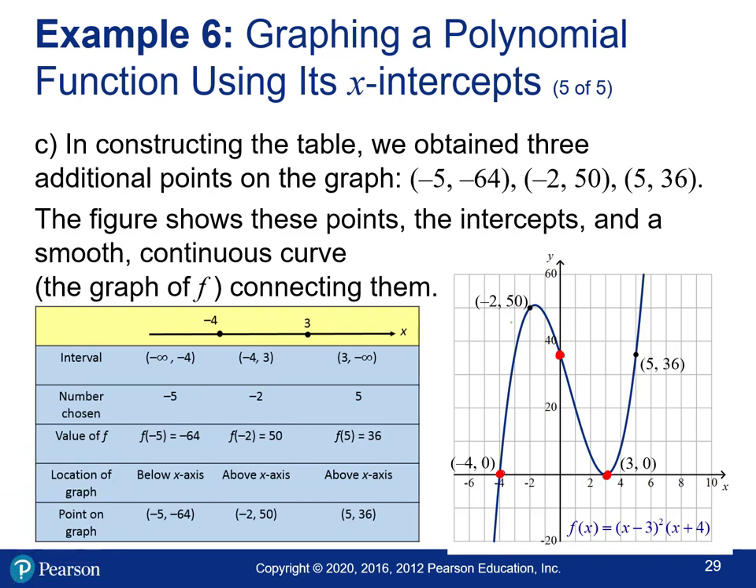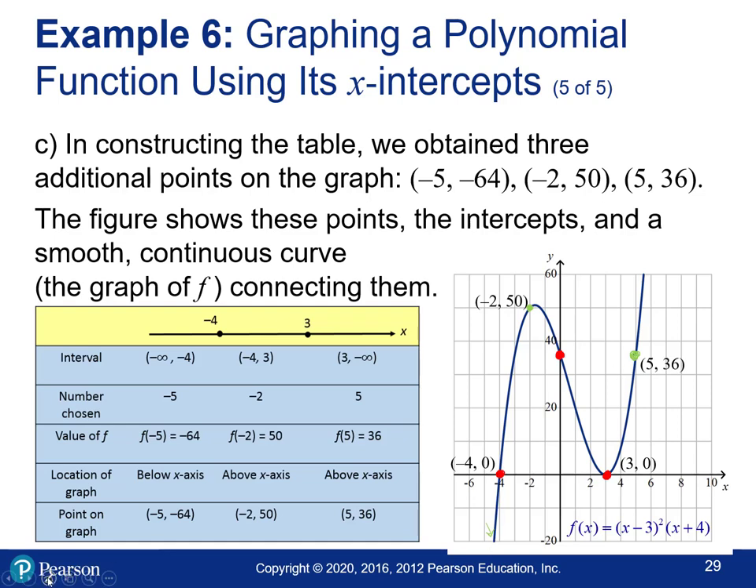So we plugged in negative 5. That point is way down here. We can't quite see it, but it's way down there. Negative 2 we plugged in and got out 50. So that's that point. And then 5 we got out 36. And then we connect our points.